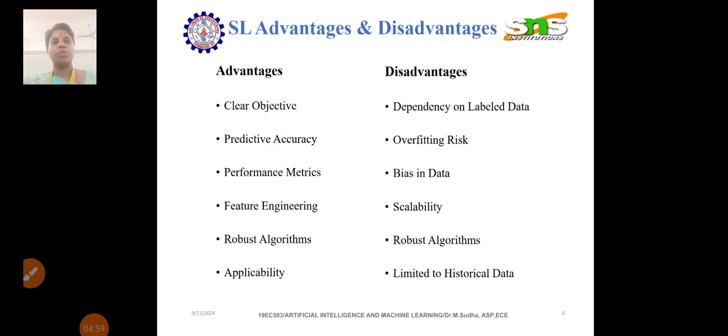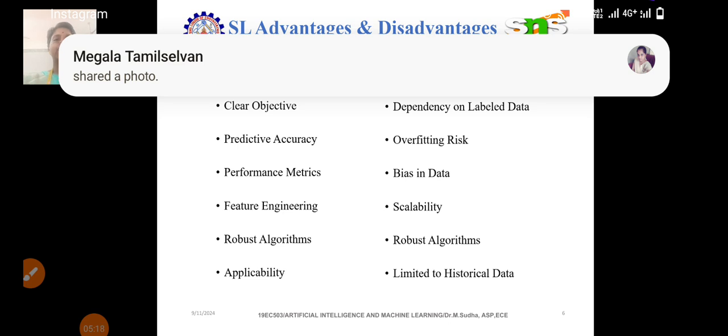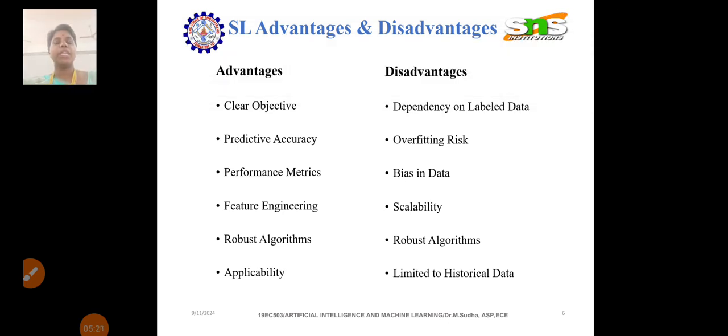Coming to supervised learning advantages and disadvantages, we have a few advantages. Using supervised learning, we can have a clear objective, because we are making the labeled data, so we know what data we have already fed. And we have predictive accuracy and performance metrics. Because the accuracy is very good, and the performance metrics also, we can get exact results. Also feature engineering, robust algorithms, and applicability. These are the main advantages of supervised learning.